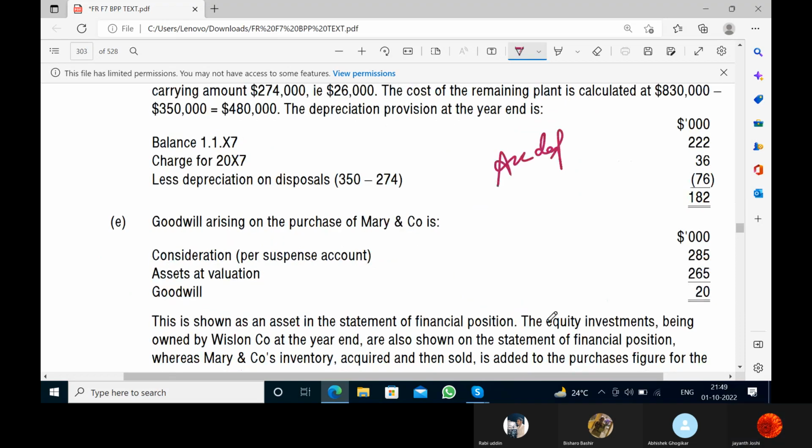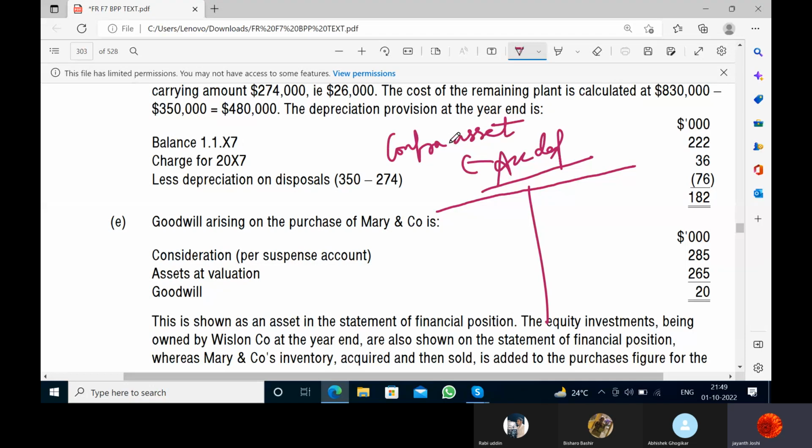Okay, and see, accumulated depreciation is called a contra asset account. What do you mean by contra asset account? A contra asset account is such an account which reduces the value of an asset. So it always shows a credit balance, opposite to an asset. By balance brought down, it is 222, till date.